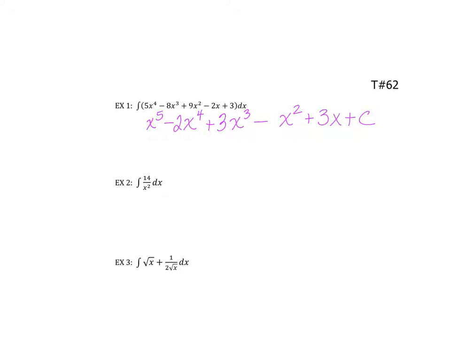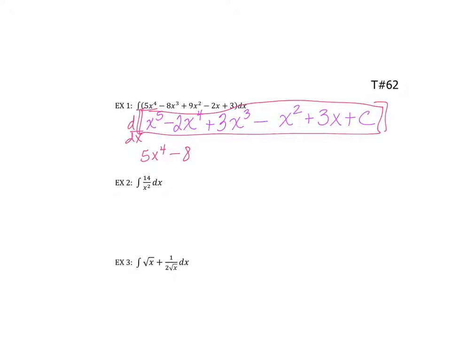Remember, I really don't have to guess if I'm correct, because if I took the derivative of this thing, do I get my question? So in other words, if I did the derivative of this with respect to x, notice I'd go power to the front, decrease the power by 1. Power to the front, decrease the power by 1. And if I went down the line, notice that I would get this, and they match up. So I know I have the right antiderivative.